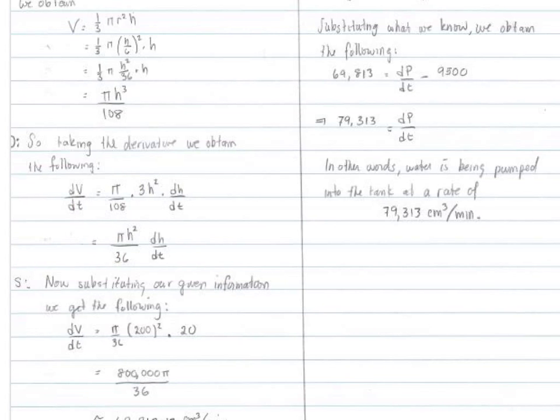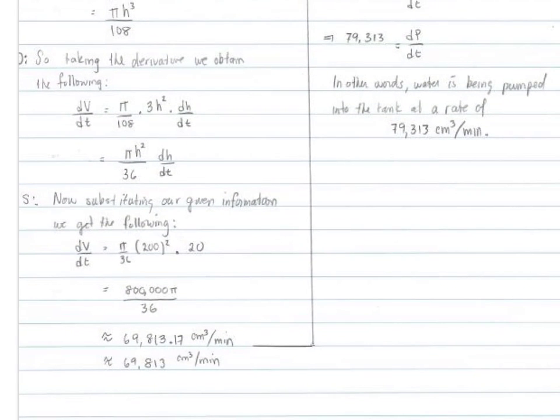Here, the height is 200 centimeters. That was given in the picture. If you go back to the original picture, you'll see I labeled that the height was 200 centimeters, and that the rate at which the height is changing is 20 at that particular point. When you plug this into your calculator, 200 squared times 20 is 800,000. 800,000 pi over 36, when we round off, is 69,813.17 centimeters cubed per minute. But the problem asks you to round off to the nearest whole number, so I rounded off to 69,813.